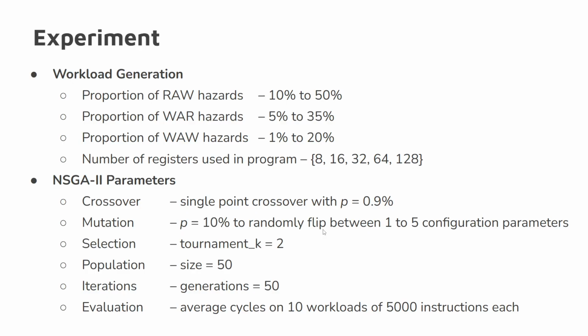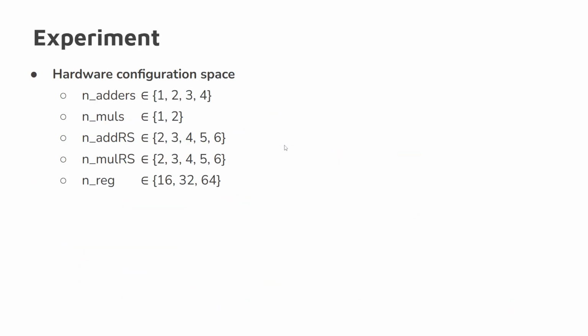Selection in NSGA uses tournament selection, and I chose k equals 2. Population size is set to 50, and the number of generations is also set to 50. And again, evaluation, or the fitness metric, is the average number of cycles required on 10 workloads of 5,000 instructions each, and these 10 workloads are generated with these parameters.